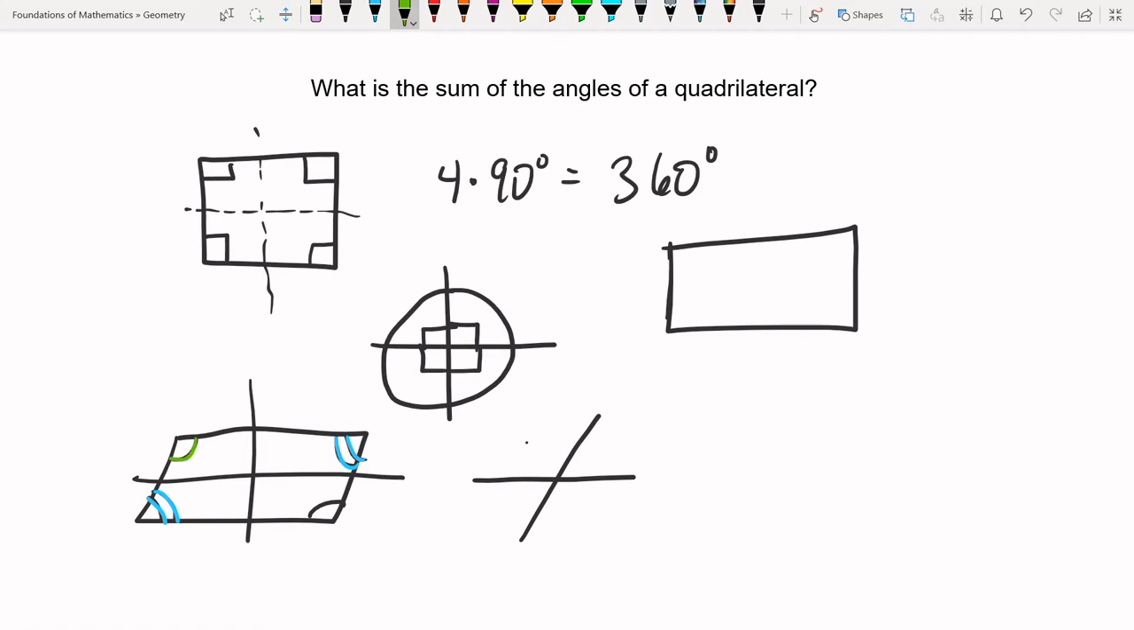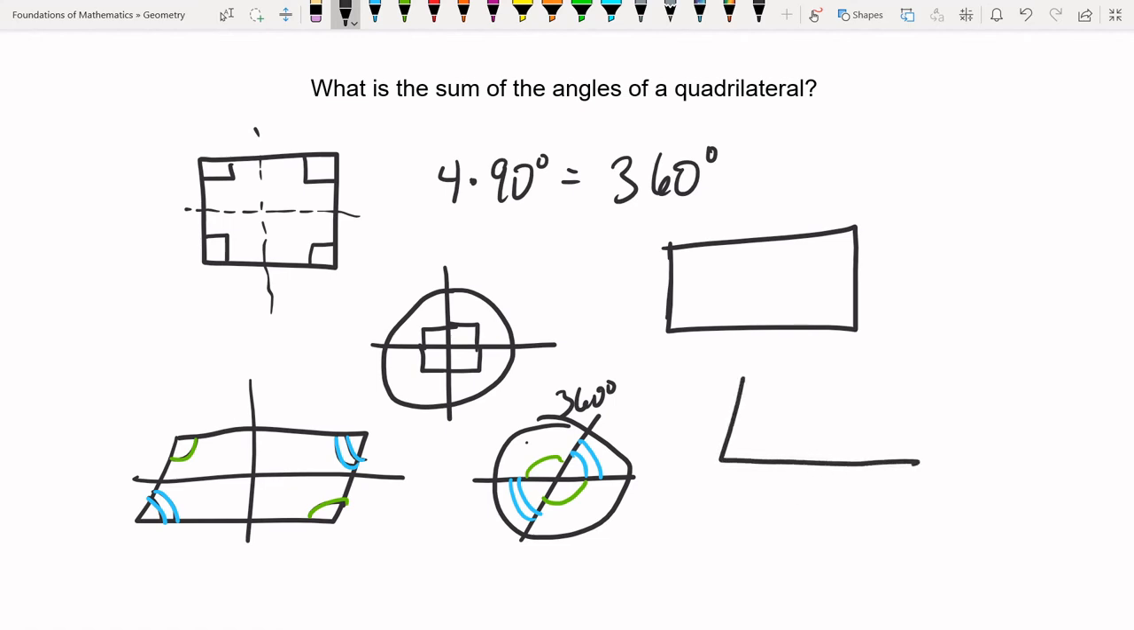So these are the long angles. And these are the short angles. And you see we have a circle again, all the way around. That's 360 degrees. A trapezoid will also have the same property, right?